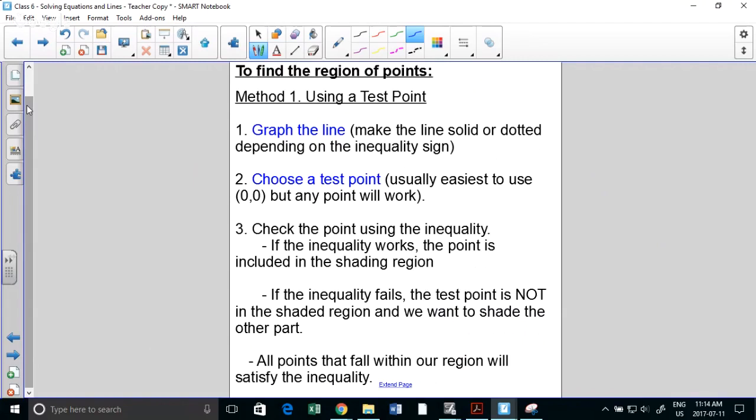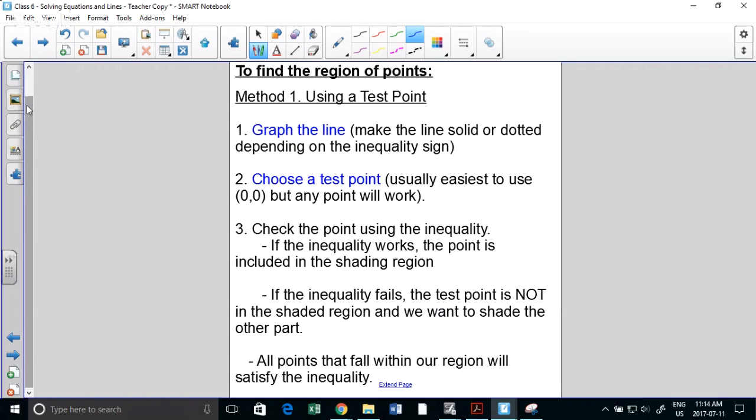So to find the region, we're going to graph the line. Once we've graphed the line, however you graph, I'm going to show you a simple way to graph if you want something different. You need 2 points, and you sketch the line through. You look at whether it's dotted or solid from the inequality sign. Do solid or dotted depending on the inequality sign.